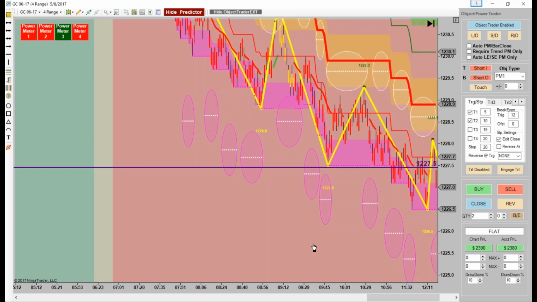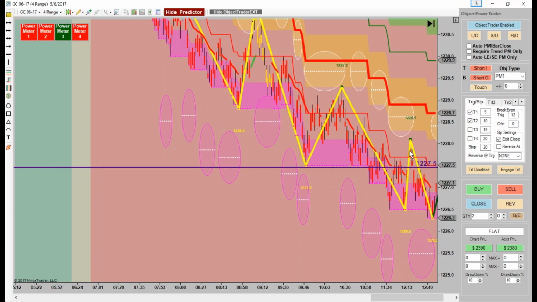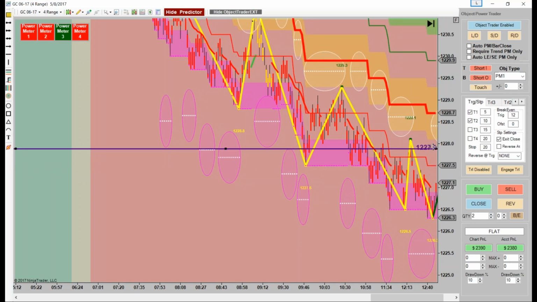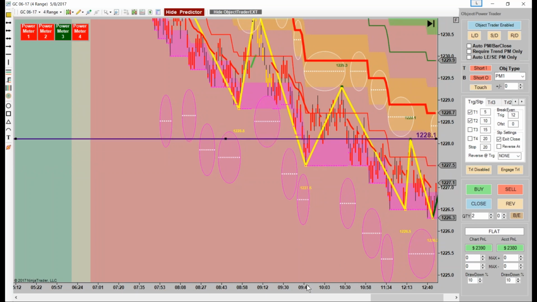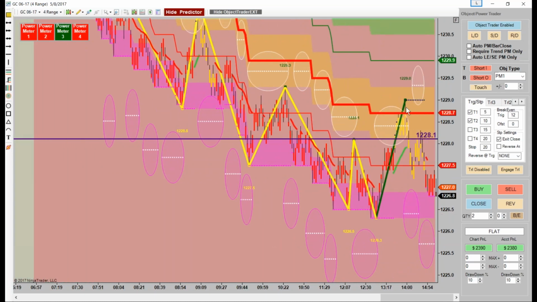So let me ask a quick question. Is this swing established right here? Is this swing established right here yet? Yes or no? It wicked it, didn't it? See there? Notice how this swing is still lower than this swing.